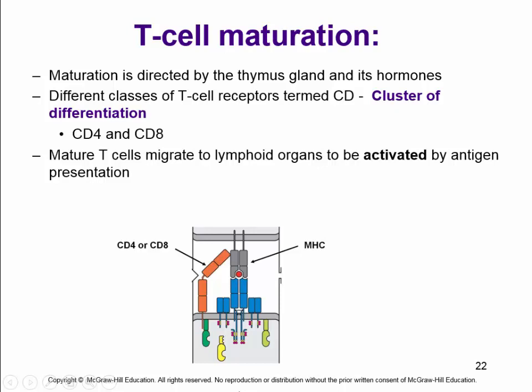Once a T-cell is activated, there is a co-receptor that is upregulated. It is called cluster of differentiation, CD, CD4, or CD8. T-cells will express one or the other, never both. These mature T cells, once they have been activated in the thymus, if there is an infection that requires their help, these T cells will then migrate to the lymphoid organs to be activated by antigen presentation.